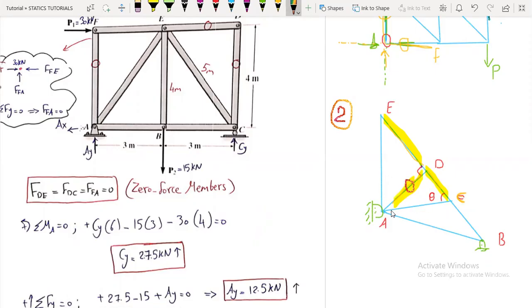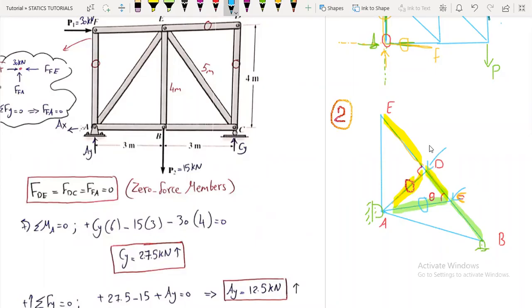So here is another case. Let me choose the green marker. Here I have three members. Two of them are collinear. So DC and CB are collinear, on the same axis. And here FAC, the third one, which is not collinear with them, will be 0. But remember, we have another condition that we don't have any external force or reaction here.